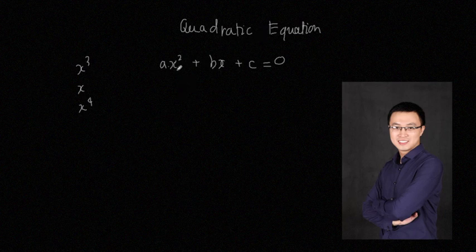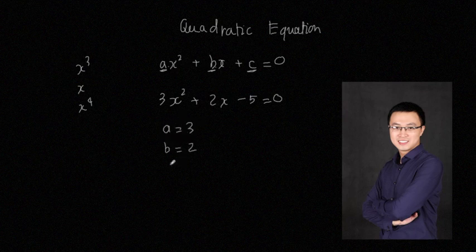The number multiplied by x squared we call a, the coefficient of x squared, and b is the coefficient of x, and the constant number is c. For example, if we have the quadratic 3x squared plus 2x minus 5 equal to 0, then a equals 3, b equals 2, and c equals negative 5.